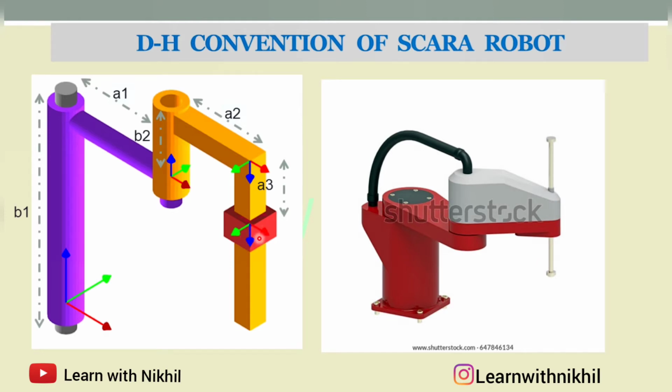So in total we have 4 joints, 3 rotary and 1 prismatic. So R, R, P and R. This is the structure. R, R, that is rotary, then prismatic, then rotary joint. So now we'll find out the DH parameters.